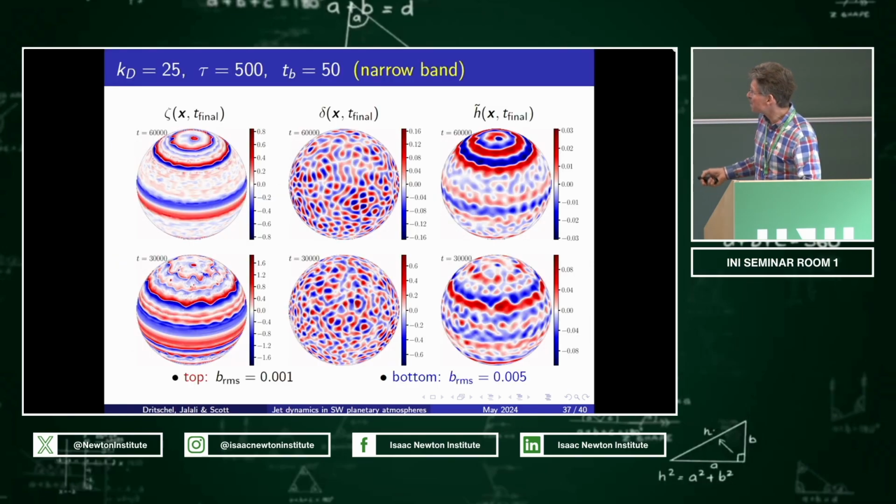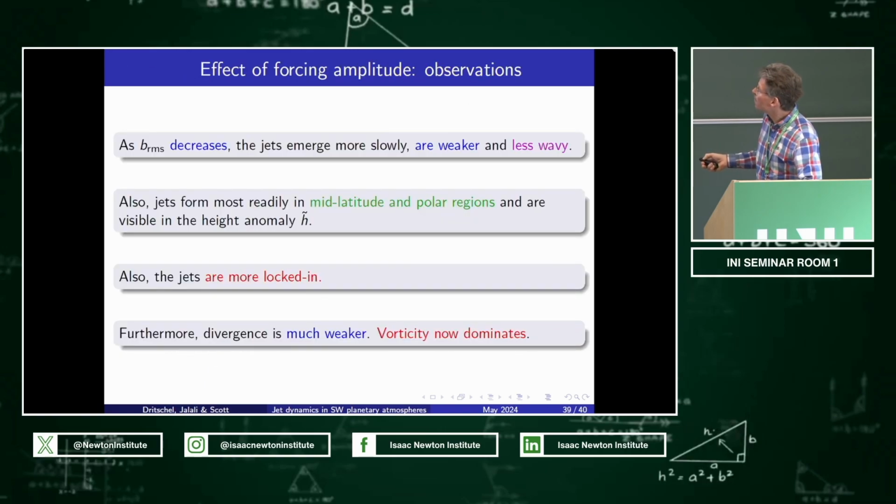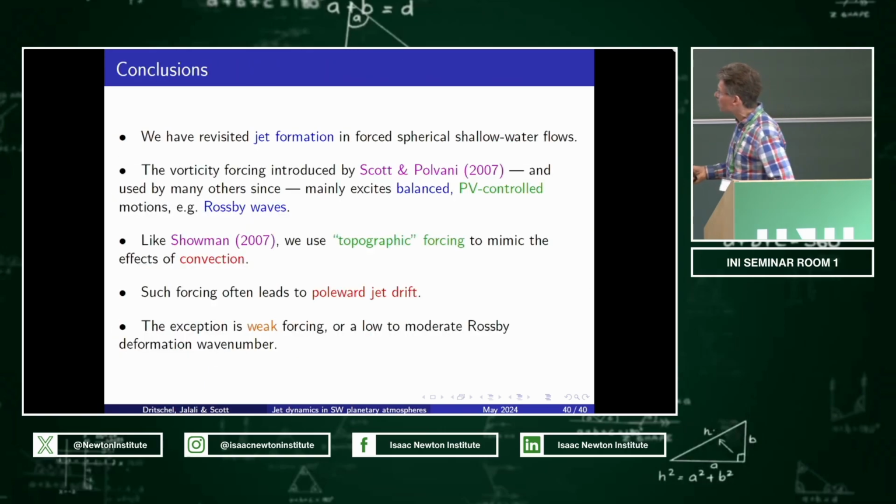Forcing amplitude is kind of interesting as well, in that you can look at very weak amplitude at the top and stronger amplitude at the bottom. For weak amplitude forcing, at very late times, with huge simulation times, you start getting the emergence of equatorial jets. I won't go into that, but I'll just go to the conclusions.